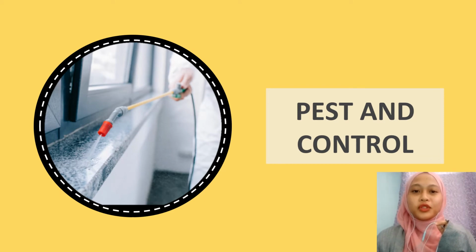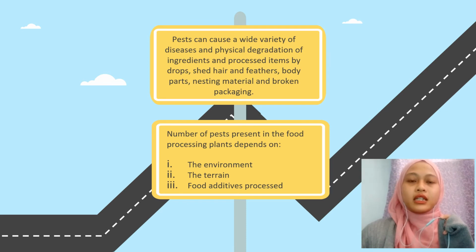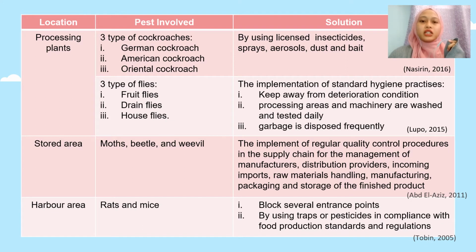Okay, next we move on to pest control. Okay, so as we all know, pests can cause a wide variety of diseases to humans and also physical degradation of ingredients and processed items by their droppings, shed hair and feathers, body parts, nesting material and also broken packaging. So the number of pests present in the food processing usually depends on the environment, the terrain and also food additive process. Okay, so in different locations, there are different types of pests involved.